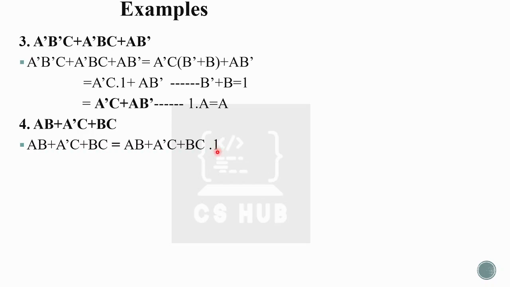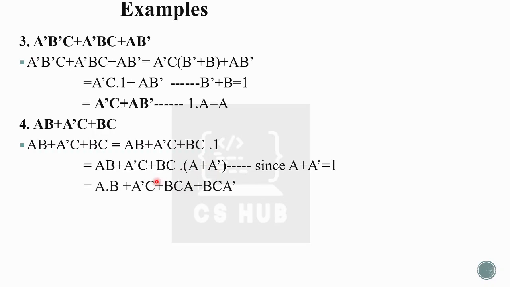Then we know A plus A bar equal to 1, all those postulates, right? We can replace this 1 with that expression. This 1 is replaced with A plus A bar since A plus A bar is equal to 1. Okay. Now I am going to expand this expression. I am going to multiply this BC with the A and A bar. The result will be AB plus A bar C plus BCA plus BCA bar.